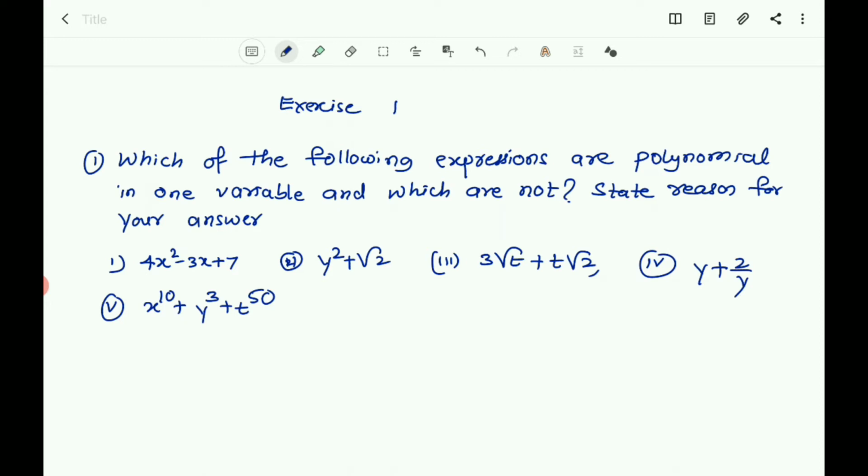Here the first one is 4x square minus 3x plus 7. Second, y square plus root 2. Third one, 3 root t plus t root 2. Fourth, y plus 2 by y. Fifth one, x to the power of 10 plus y to the power of 3 plus t to the power of 50.